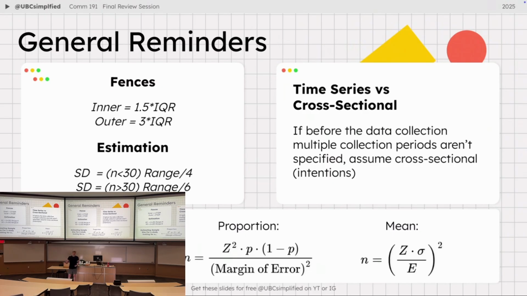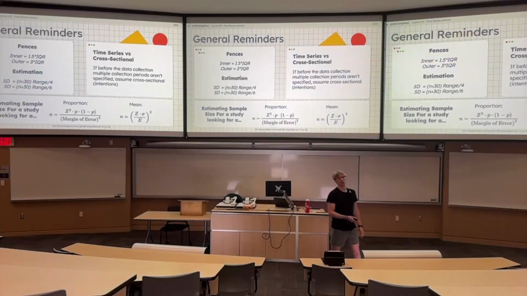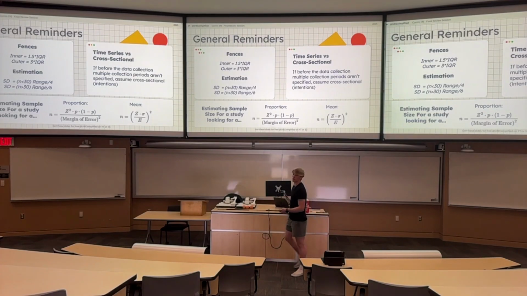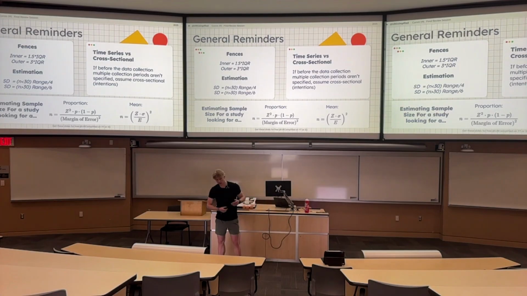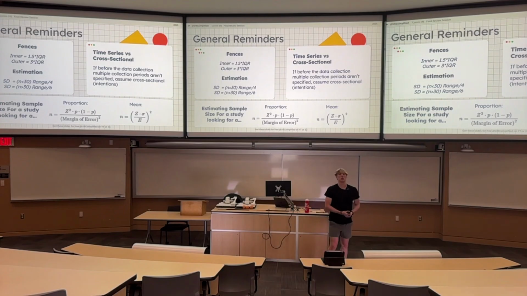Another thing for collection of data: if it's not specified that you are taking multiple data sets, like "we're going to survey these people once a year for 10 years," assume that it's a cross-sectional collection. If it's not specified, like every 6 months we're going to do this at the initiation of the data collection, just assume cross-sectional. And then we've put in a few formulas there in case you have to estimate the sample size for a study. You can just plug those in to help you out a little bit.